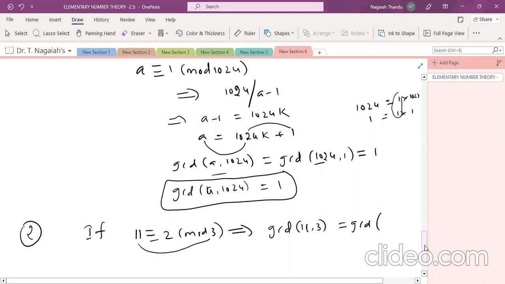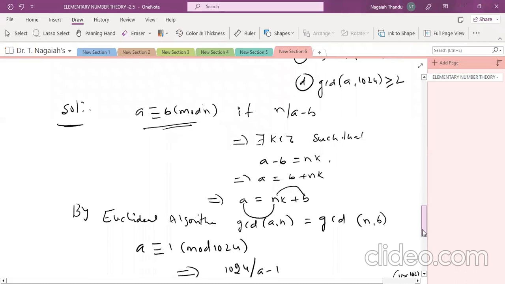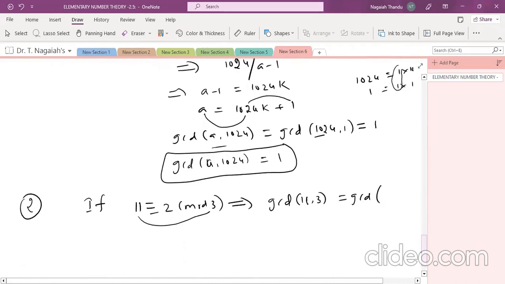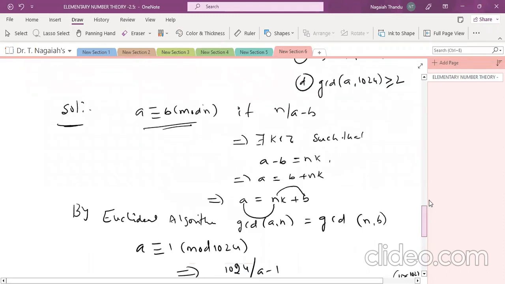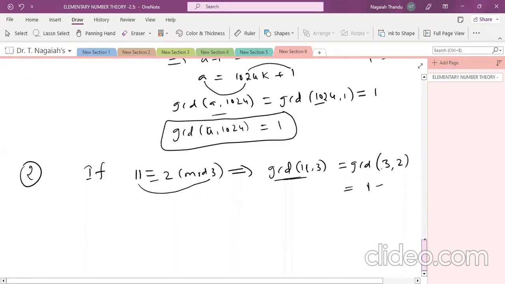Here I am giving the formula: a congruent to b modulo n, GCD of a comma n is same as GCD of n comma b. Here that is 3 comma 2. These 3 and 2 are relatively prime numbers, so this GCD is equal to 1. Therefore GCD of 11 comma 3 is also 1. I gave this just as a simple example for the idea. The same idea was used in this problem, a 4 marks question in CSIR NET.